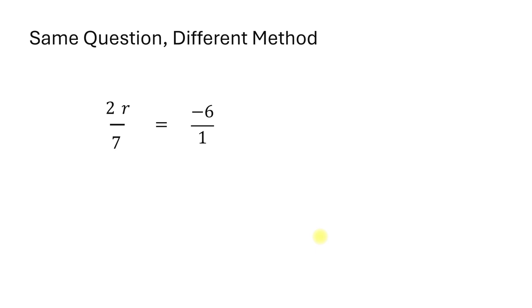So at this point we can cross multiply. 1 times 2r equals 2r. Cross multiplying the other way, 7 times negative 6 gives us negative 42. If 2 times r equals negative 42, then r by itself will equal negative 42 divided by 2, giving us the same answer, r equals negative 21.